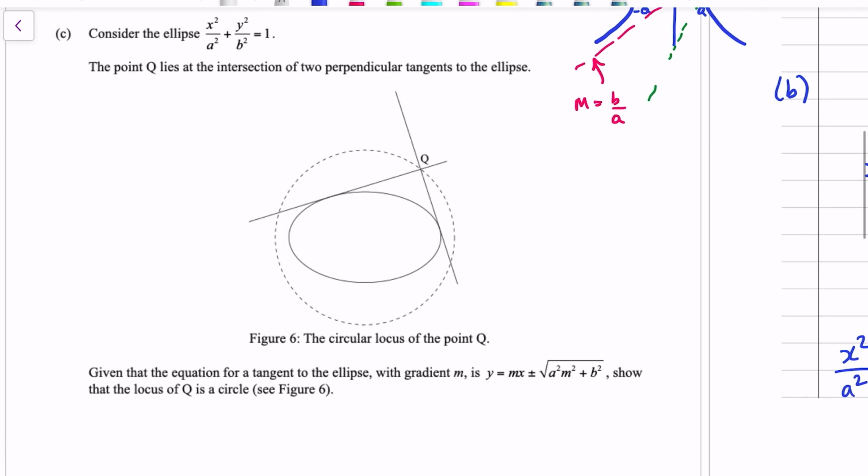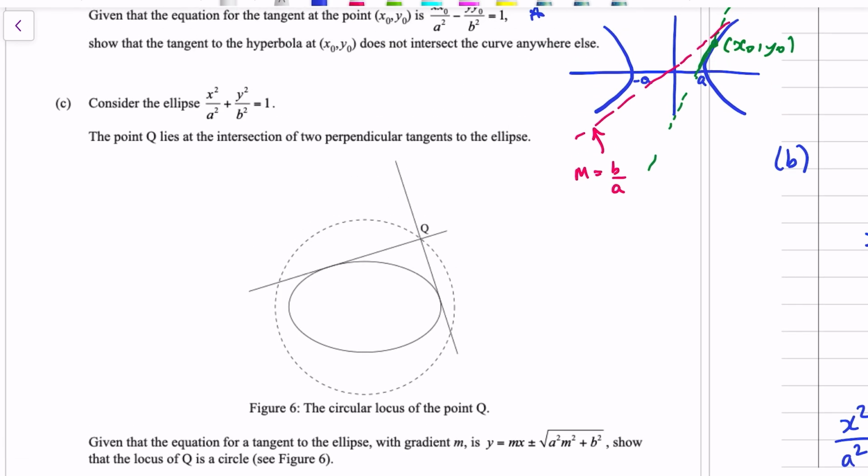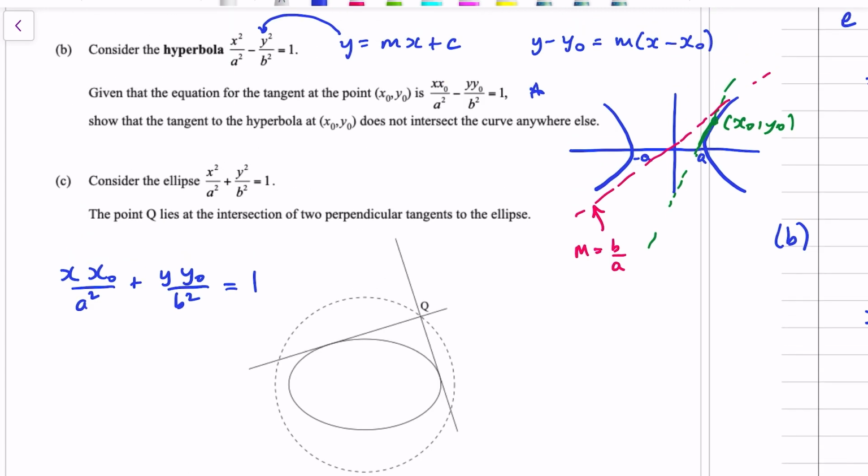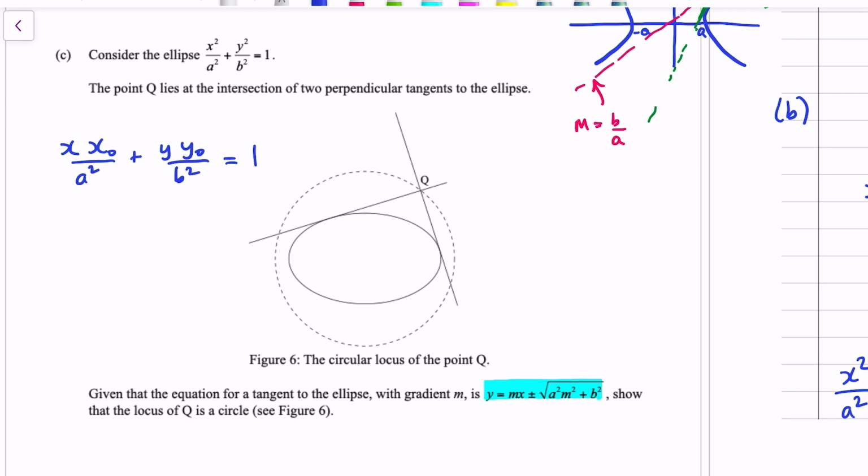Okay, last question in the whole exam, probably a humdinger. Consider this ellipse. Hey, we're back to an ellipse, so I'll probably say hyperbola for the next 20 minutes. The point Q lies at the intersection of two perpendicular tangents. This time we're given the equation of the tangent in y equals mx plus c form. You can also prove it using discriminant stuff, or you could start with the equation of the tangent, which is this. It's exactly the same as the first part of part B, except we've got a plus. We don't need to prove this again.